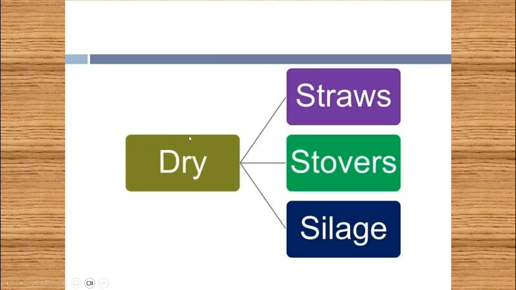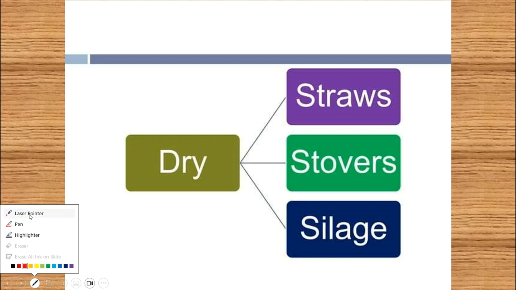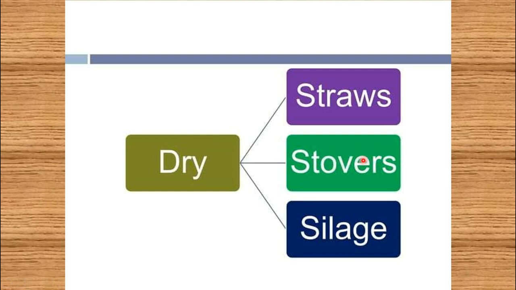Then the dry matter can be classified into straws or stovers. Then silage. Another thing, the making of silage is another storage form, and we need to concentrate on this particular thing, especially how to make silage. So later we will see in the forthcoming classes.